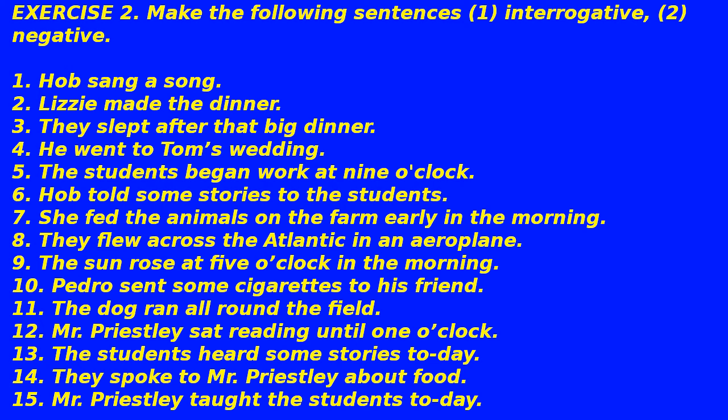Exercise 2. Make the following sentences 1. interrogative, 2. negative. 1. Hobbs sang a song. 2. Lizzie made the dinner. 3. They slept after that big dinner. 4. He went to Tom's wedding. 5. The students began work at 9 o'clock. 6. Hob told some stories to the students. 7. She fed the animals on the farm early in the morning. 8. They flew across the Atlantic in an aeroplane. 9. The sun rose at 5 o'clock in the morning. 10. Pedro sent some cigarettes to his friend. 11. The dog ran all round the field. 12. Mr. Priestley sat reading until 1 o'clock. 13. The students heard some stories today. 14. They spoke to Mr. Priestley about food. 15. Mr. Priestley taught the students today.